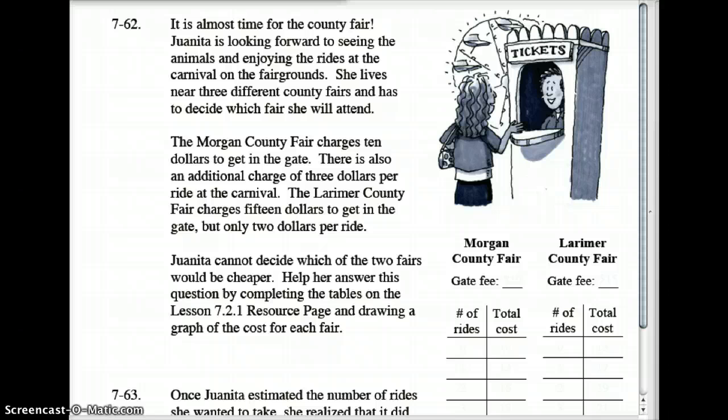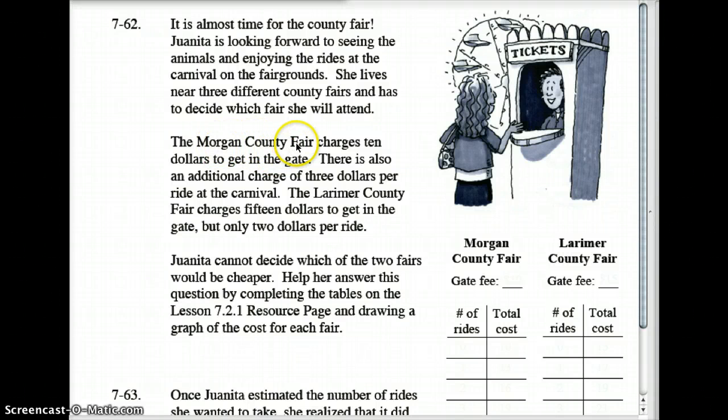We're going to go right into this. We've got question number 62 in your book. It says that it's almost county fair time. Let me set this up pretty simply. Juanita is looking at which fair she should go to based on the charges that they have.